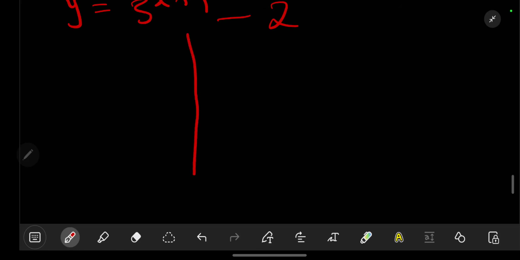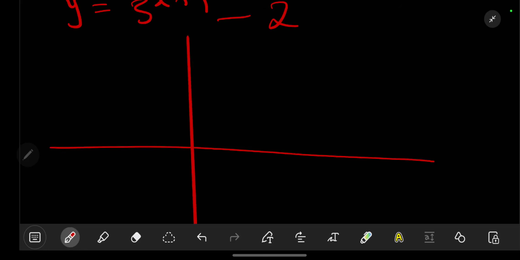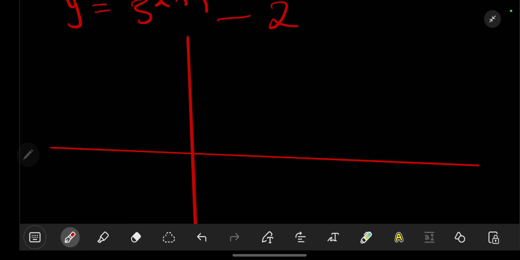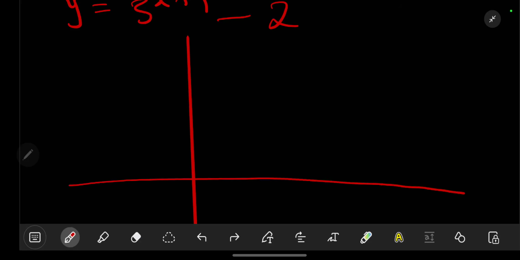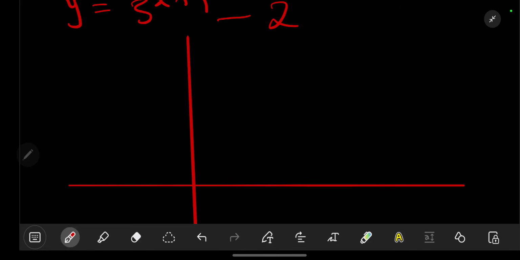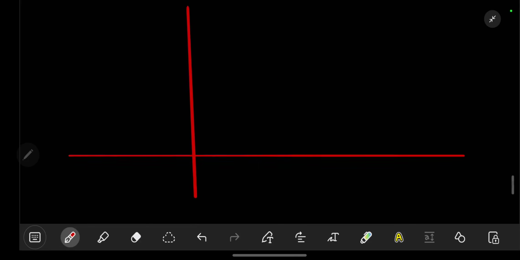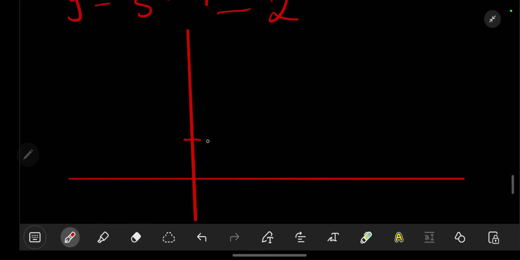So if you have something like this, what we are going to have is the first part. Let's graph this 3 to the power x. So we know we are going to go at 1. 3 to the power x will be like this. It will look something like this. So this is our 3 to the power x.